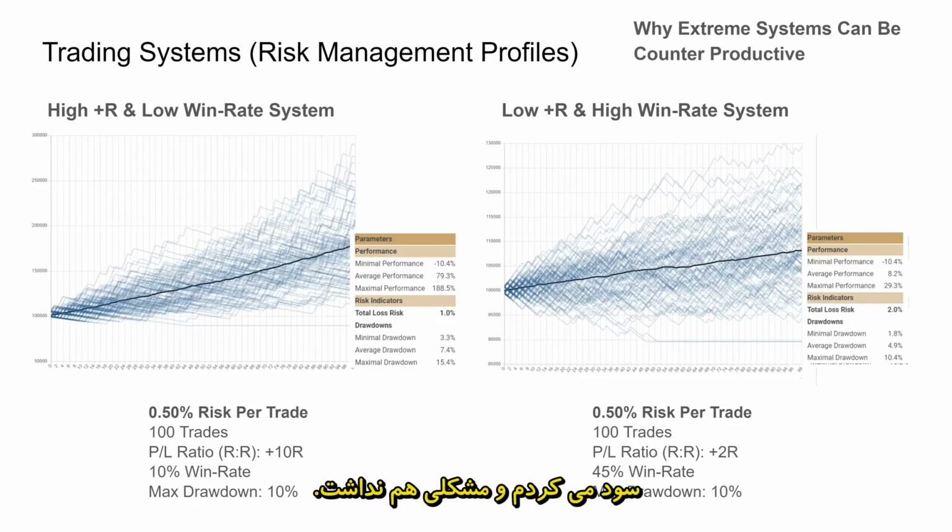It was fine, right? But now the one on the left, I feel like I've seen this a lot lately in this industry with other educators in this space, where they tout these huge R trades.